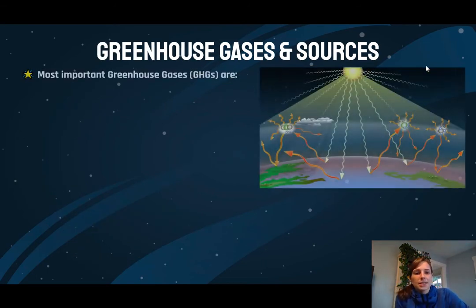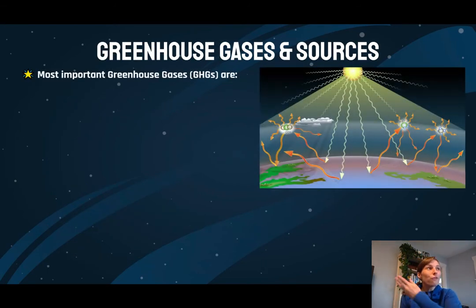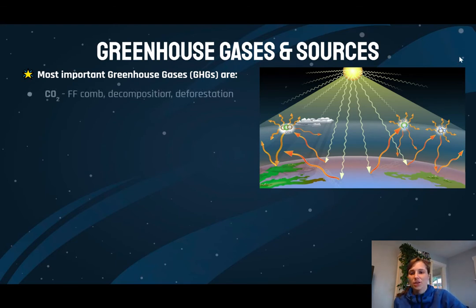So greenhouse gases and their sources. Hopefully you are aware of some of the greenhouse gases by this point in our year with AP Environmental Science, but we're going to go through the main important ones. So the most important greenhouse gas, our big one that we talk about, is carbon dioxide, specifically because it is the one that is being released at really large amounts at this point in Earth's history.